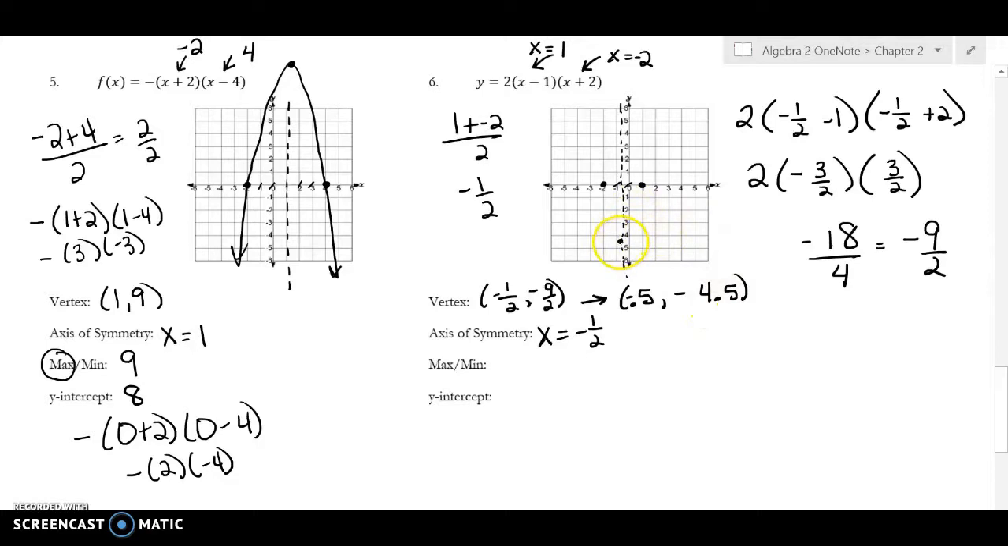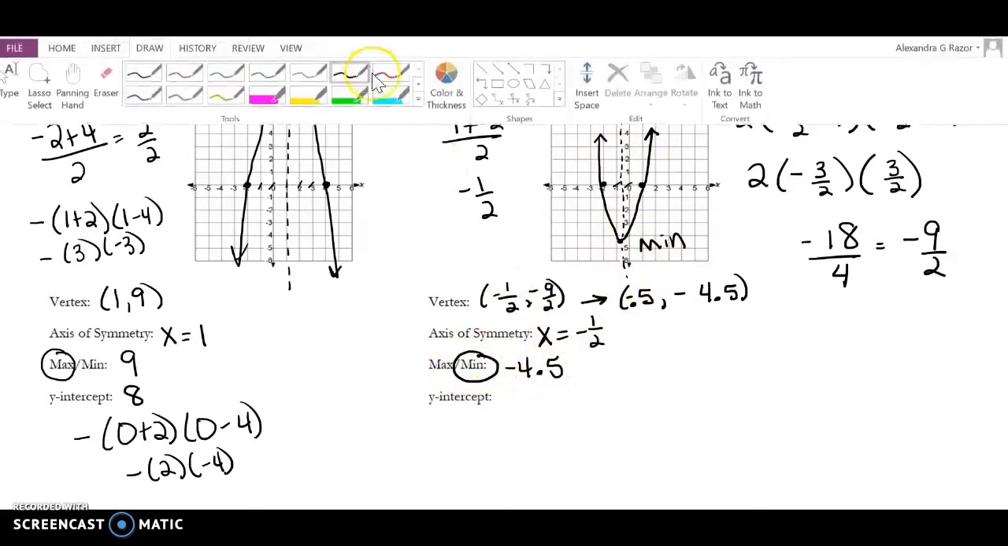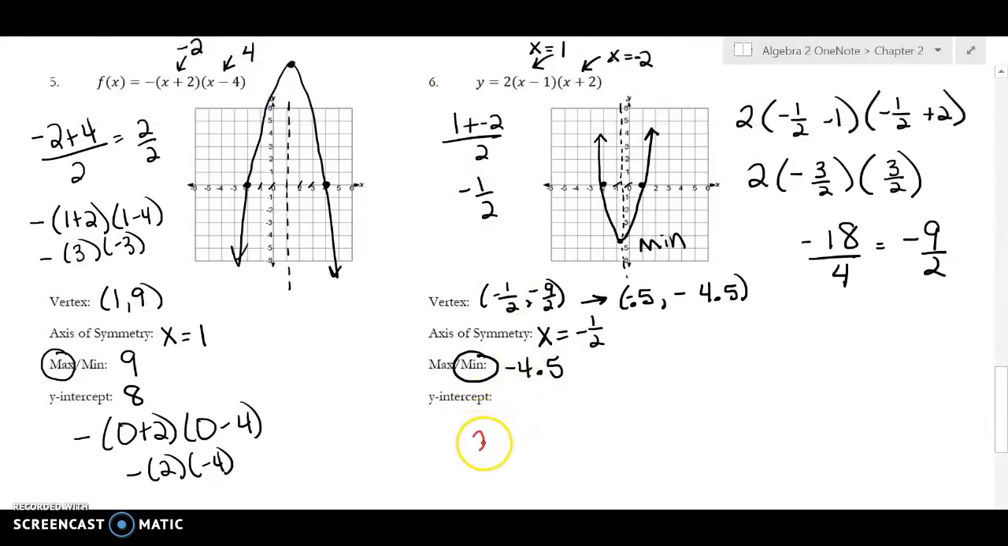So I'm going to go down here. And I'm going to make it curve best that I can. This is a minimum value. So it's a min at negative 4.5. And then let's find the y-intercept. Remember, you find the y-intercept by plugging a 0 in. And so I get 2 times negative 1 times 2. And so that is negative 4. And look, I did kind of draw it to do that, but that was luck. Okay, so there's 3 different types of graph.